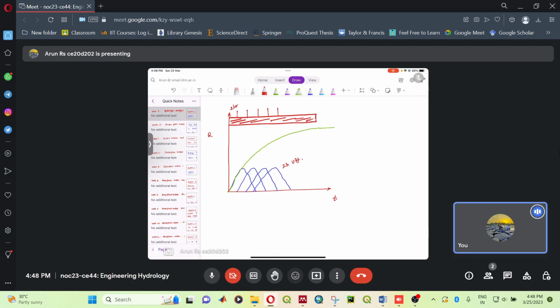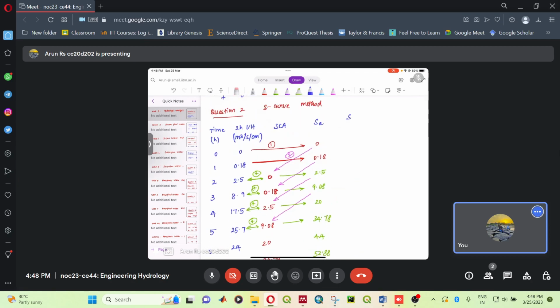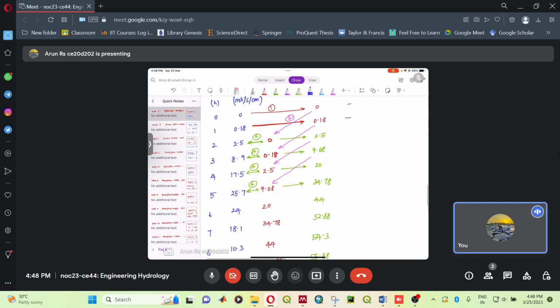Now we are going to lag this S curve by 2 hours. So I am terming this as SA and the next one as SB. So we are going to lag the ordinates by 2 hours. So let's see what is meant by that lagging. SB. So I am going to lag by 2 hours, which means the first ordinate of SA will start at the second hour.